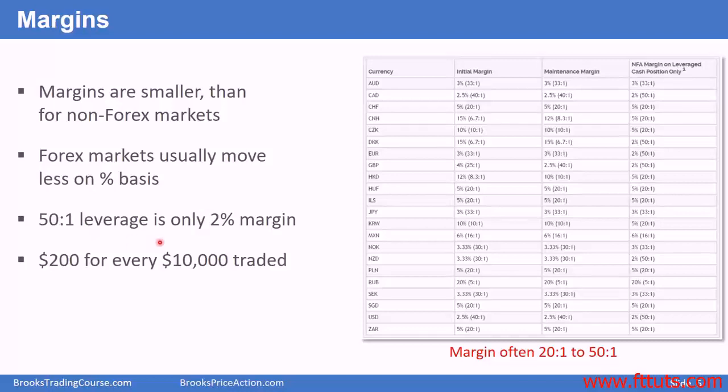Now, 50-to-1 means 1 out of 50. So 50-to-1 leverage is 1 out of 50, that's 2%. That means for every $200 in your account, you can trade a position that's $10,000 in value. Now, if you have a $200 account, you should not be trading $10,000. You should not be trading your entire account. However, theoretically, your broker would allow it.